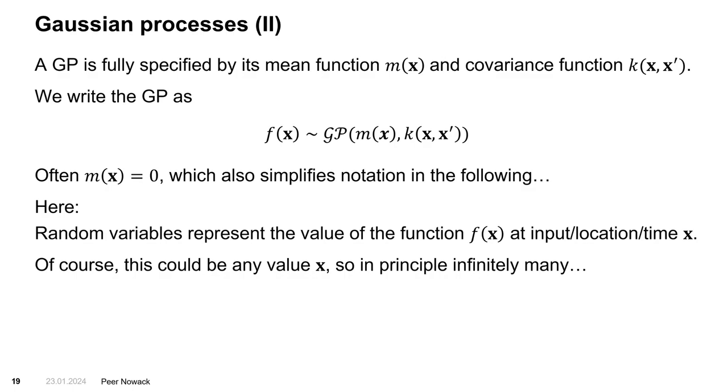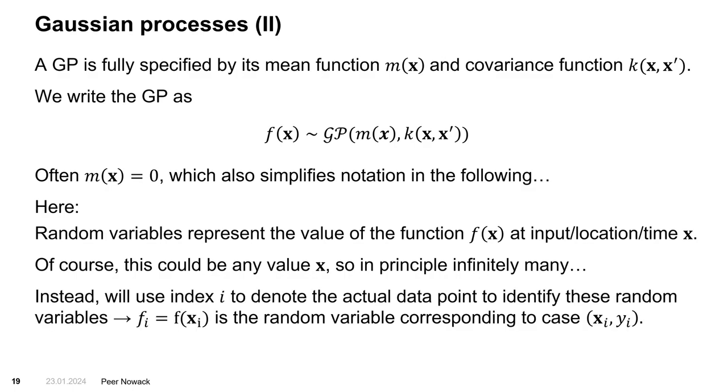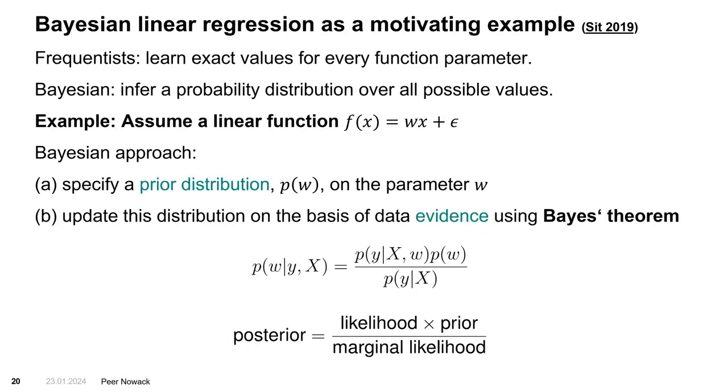Now you could have in principle infinitely many inputs x, so infinitely many such functions, but clearly in reality, and this is also what I will use in the notation here, following Rasmussen and Williams, you would usually have a set of training data points, so index i for an actual data point, with the input x_i and the output y_i.